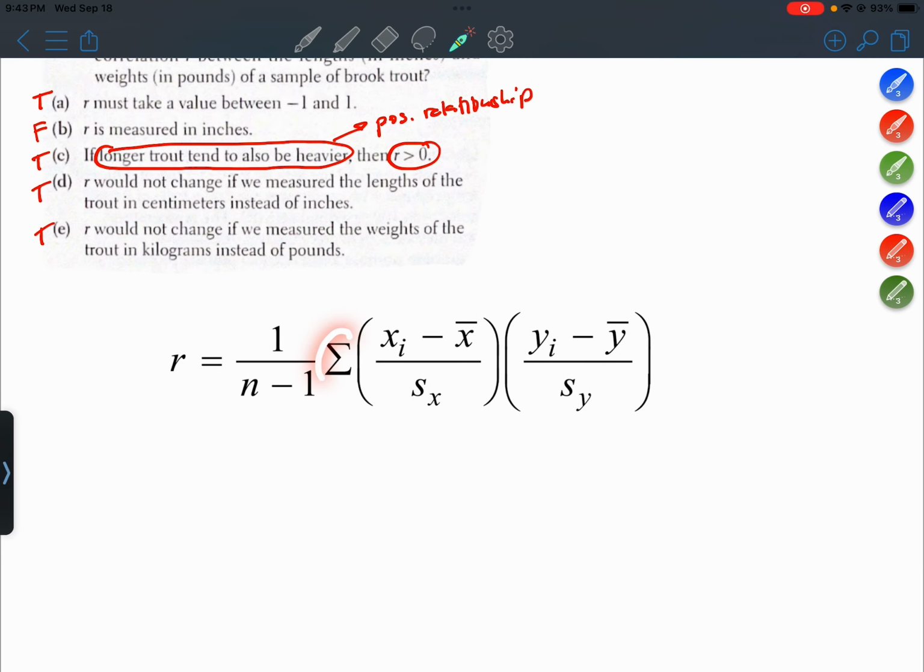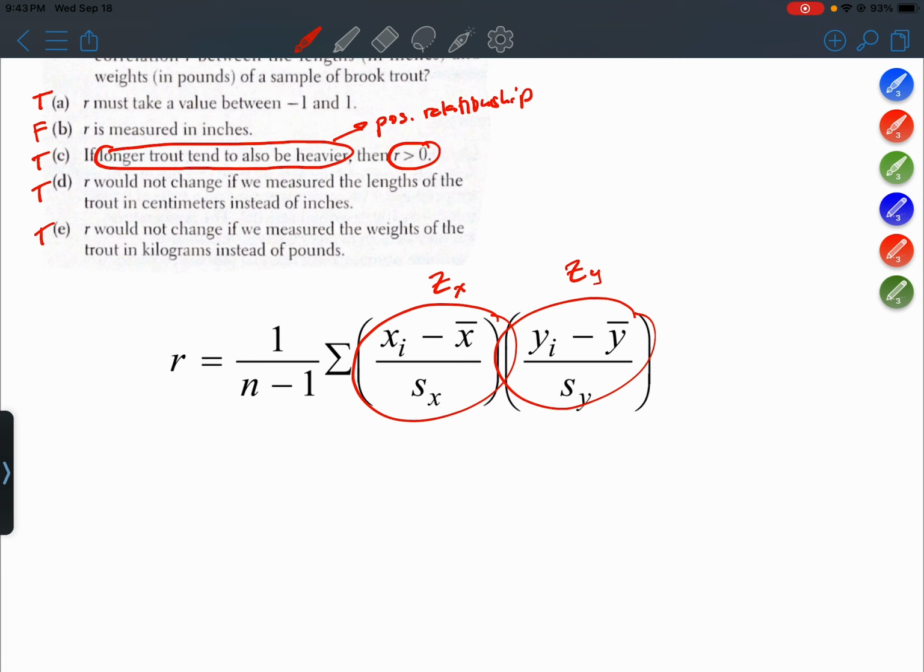Notice that it involves adding and dividing, so it's kind of doing an average calculation. But the thing that it's adding up is these products here. This is saying take an x value, subtract its mean, divide by its standard deviation. So this expression here represents a z-score of an x value, and this expression here represents a z-score of a y value.